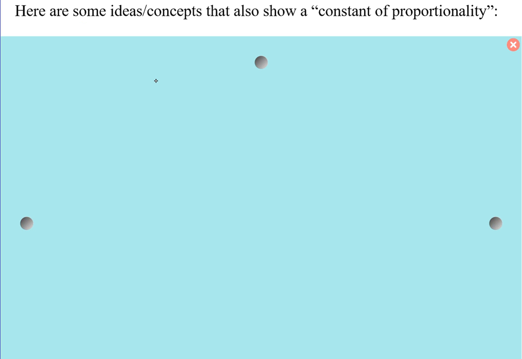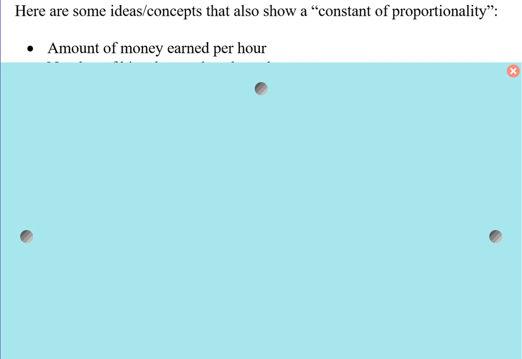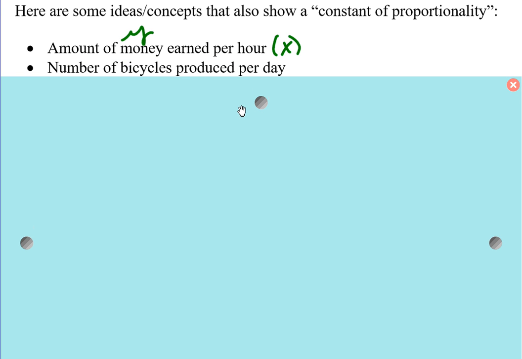But there's other ideas and concepts out there that also show a constant of proportionality, such as the amount of money earned per hour. We know that the amount of money depends on how many hours, right? The hours are the x, the amount of money is the y. We also know that if a factory had to produce a certain number of bicycles every day, the number of bicycles produced would be our y, and how many days would be our x.